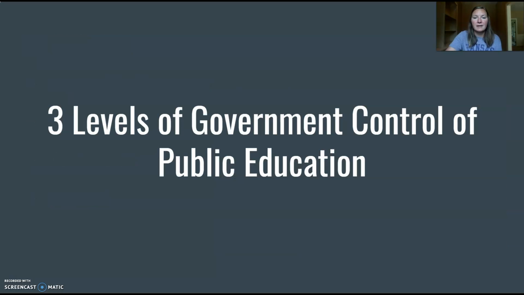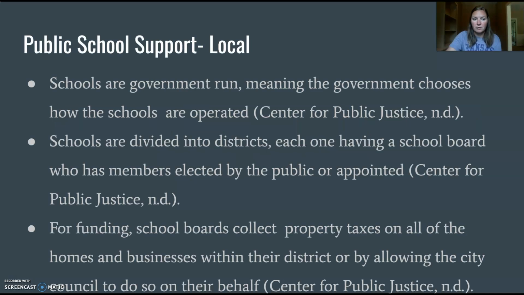Transitioning over to the 3 levels of government control of public education. Starting with local, schools are government run, of course, so the government therefore chooses how the schools are operated. To make it easier on the government, schools are divided into school districts, and each district does have a school board. Members for the school board are elected either by the public or appointed. For funding, school boards collect property taxes on all of the homes and businesses within their district, or they allow the city council to do so on their behalf.